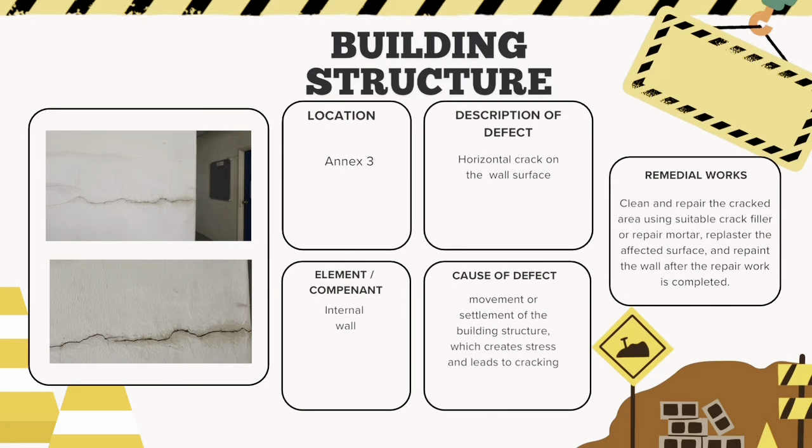For the sixth defect inspection, the defect was identified at Annex 3. The affected element or component is internal wall. The description of this defect is horizontal crack on the wall surface. The cause of this defect is identified as movement or settlement of the building structure which creates tears and leads to cracking. To rectify the issue, the recommended remedial works are: clean and repair the cracked area using suitable crack filler or repair mortar, replaster the affected surface, and repaint the wall after the repair work is complete.